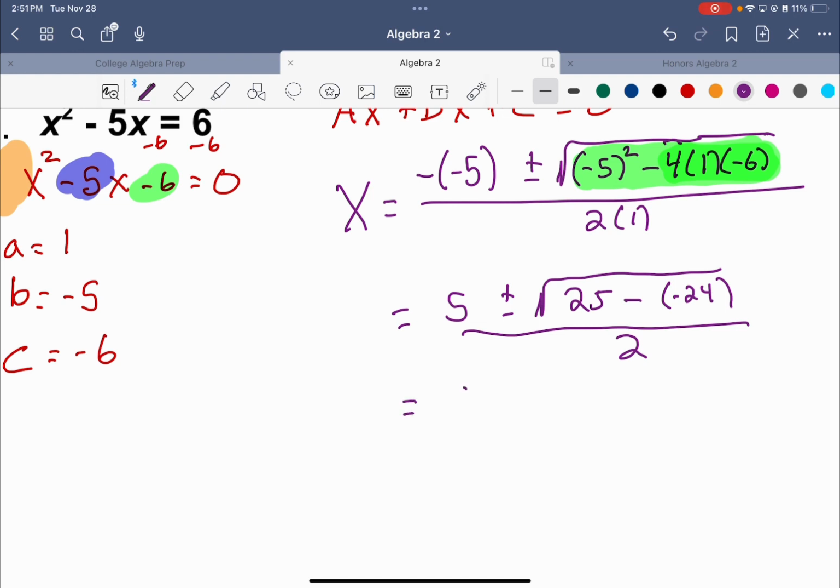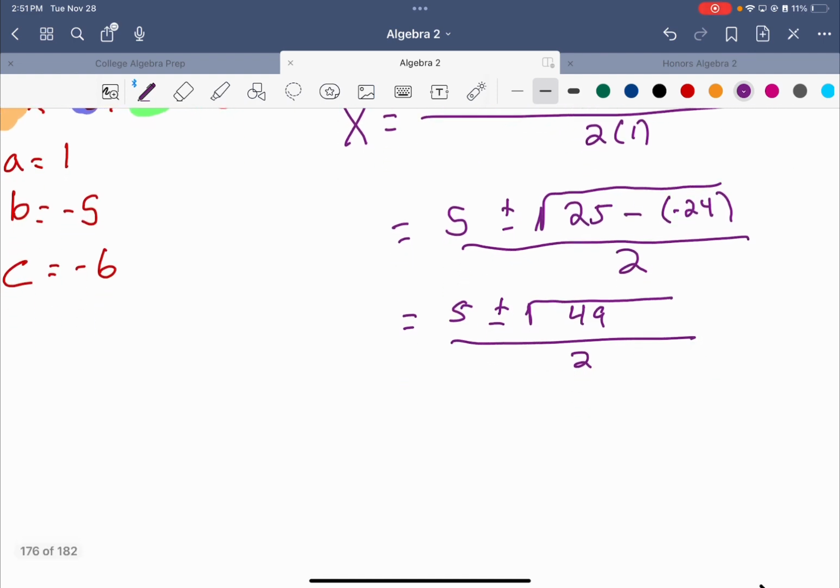So now we simplify. So this is 5 plus or minus the square root of 25 minus negative 24. A minus and a minus makes a plus. So 25 plus 24 is 49. That's divided by 2. Now, we know the square root of 49, so it's good.